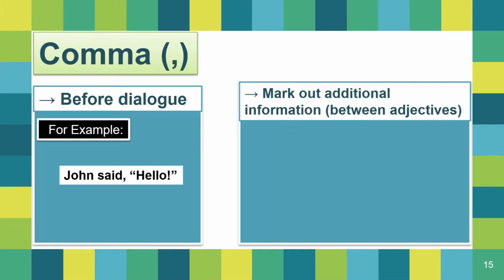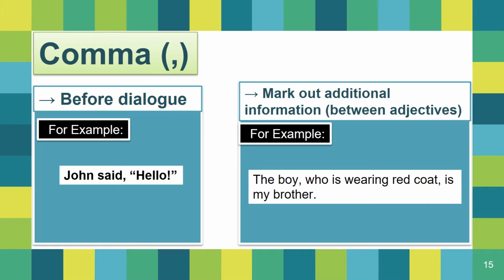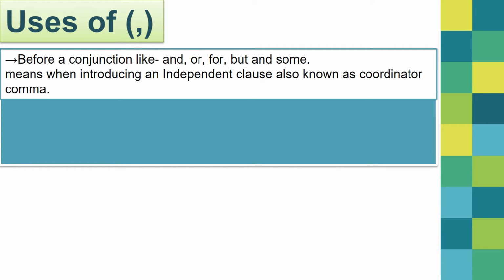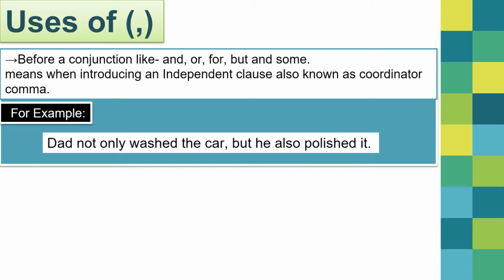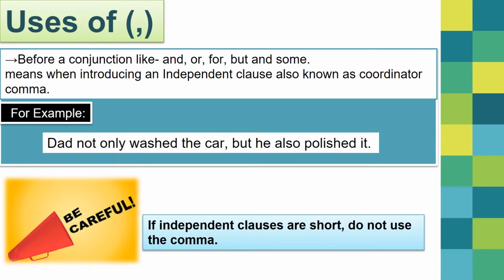Thirdly, to mark out additional information. For example, the boy, who is wearing red coat, is my brother. Moving further, it can be used before a conjunction like and, or, for, but, and so on, when introducing an independent clause. This is also known as the coordinator comma. For example, Dad not only washed the car, but he also polished it. Be careful. If independent clauses are short, do not use the comma.